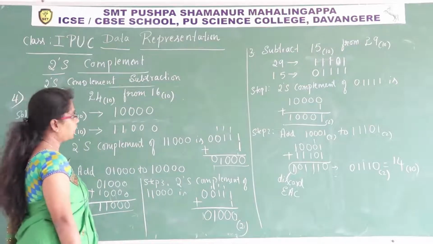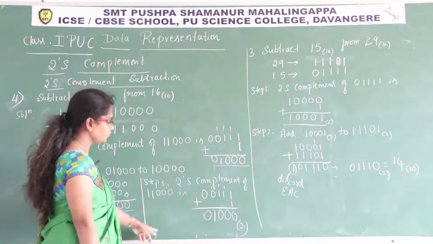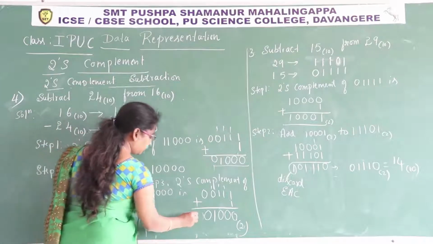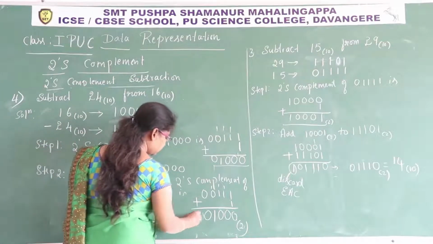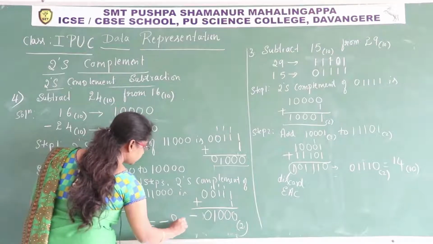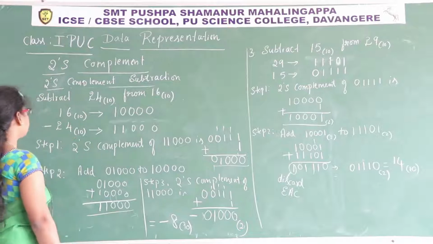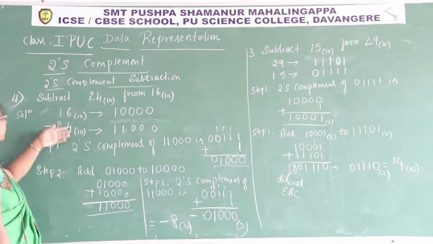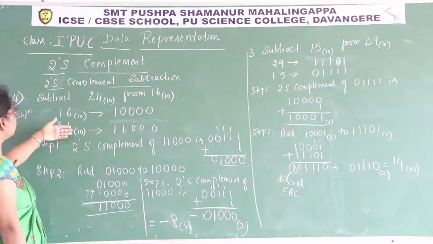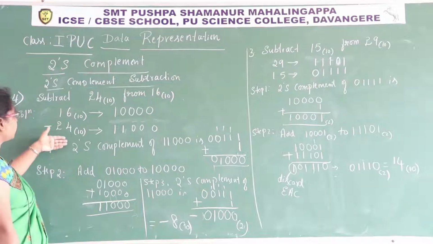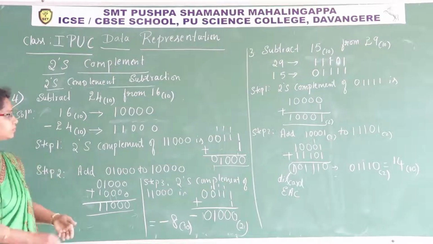Now the answer is 8, and we have to put a minus sign here: minus 8 base 10. So we are subtracting a larger number from a smaller number. If you subtract in elementary mathematics, 16 minus 24, you get minus 8.